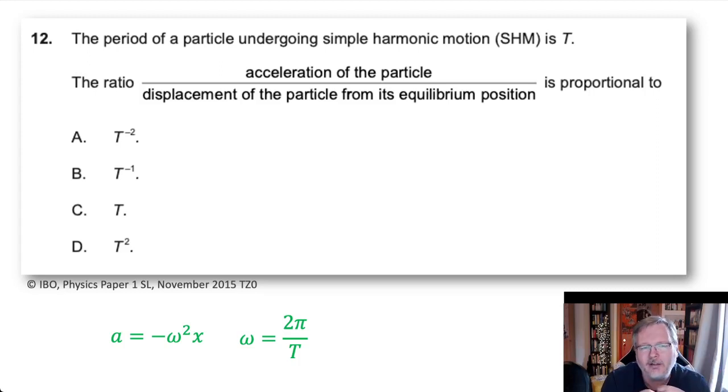So a equals negative omega squared x, divided by x. Negative omega squared x divided by x is giving you negative omega squared. But that's not one of the options there. Instead you've got omega equals 2 pi over T. So if it's omega squared, then T is going to be omega over 2 pi. So T to the power minus 2 is the correct answer.